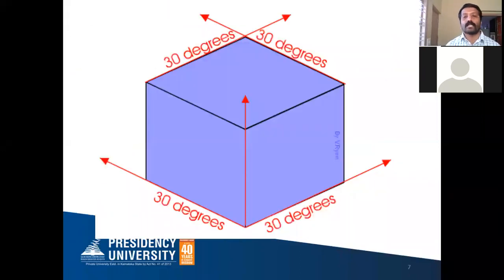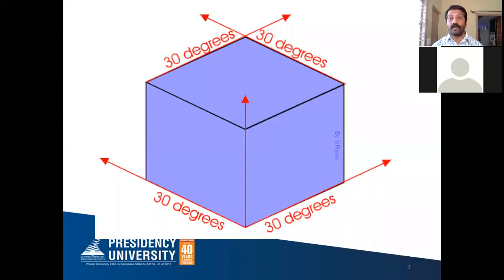Next, the question arises, how to draw the projection in the isometric projection. As I told, how many axes do we have in the isometric projection? 3 axes, x, y and z. So whatever we need to draw in isometric projection, we need to draw only on these 3 axes.